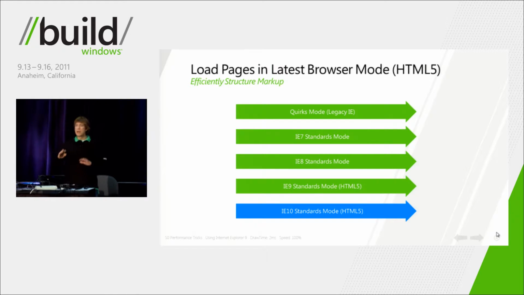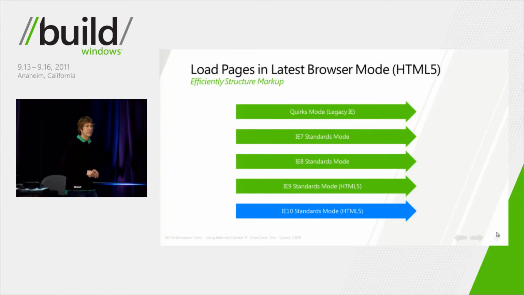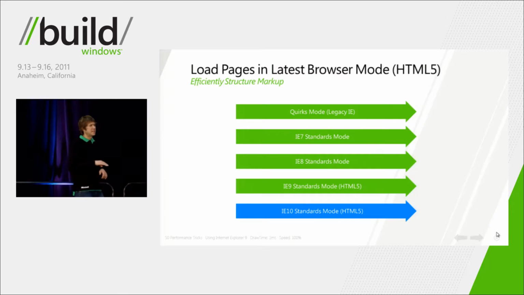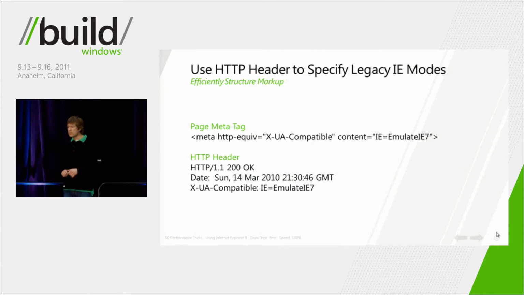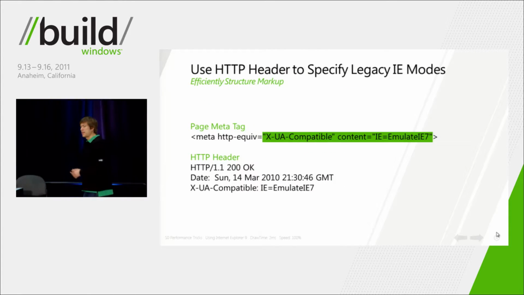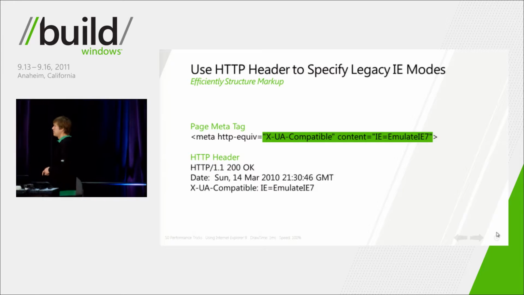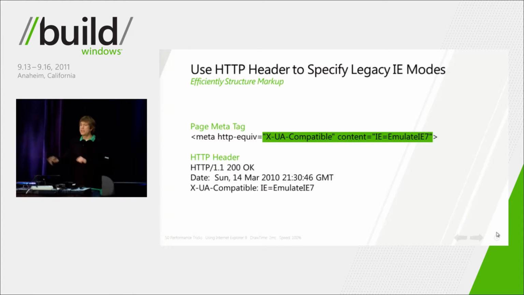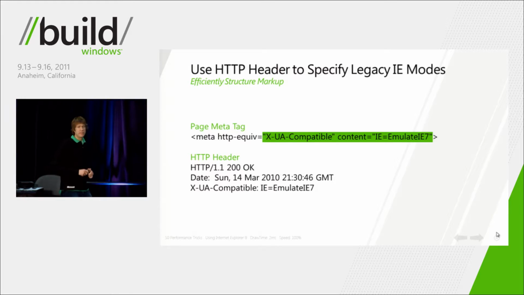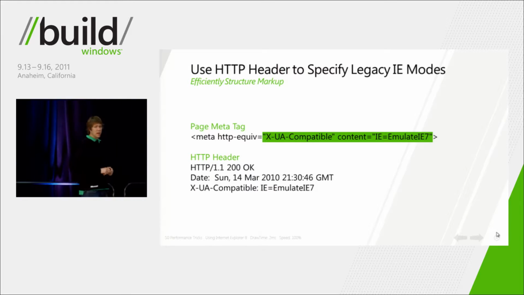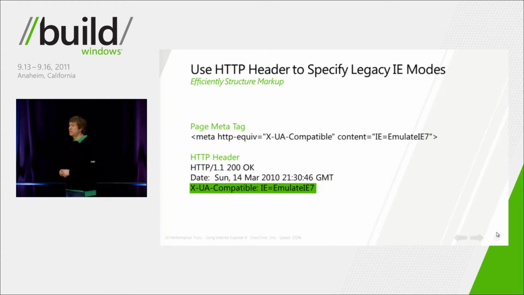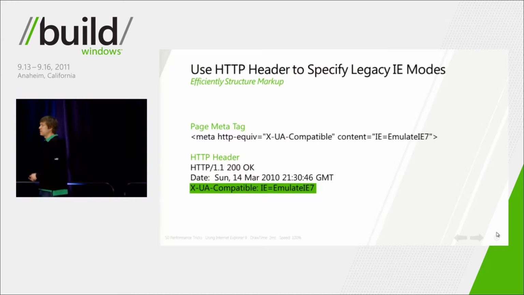Now, on occasion, you might have, for example, an internal line of business application that you still want to render in IE7 mode or IE8 mode. You can do that by specifying a meta tag in the page itself that says, hey, I don't want to update this application, just continue to run this in IE7 mode. The recommended way to do it, though, is to actually put that in the header itself.